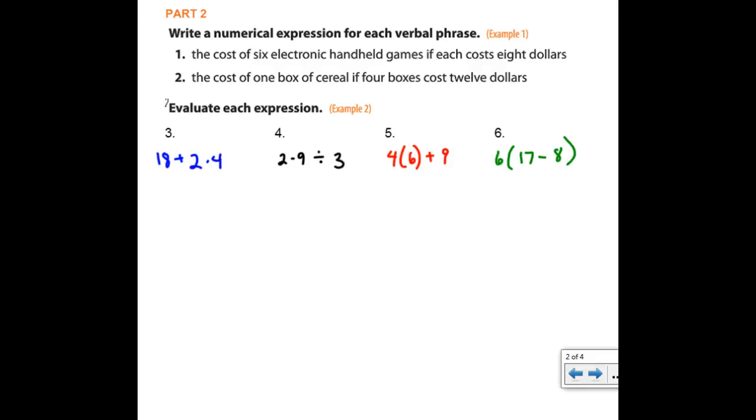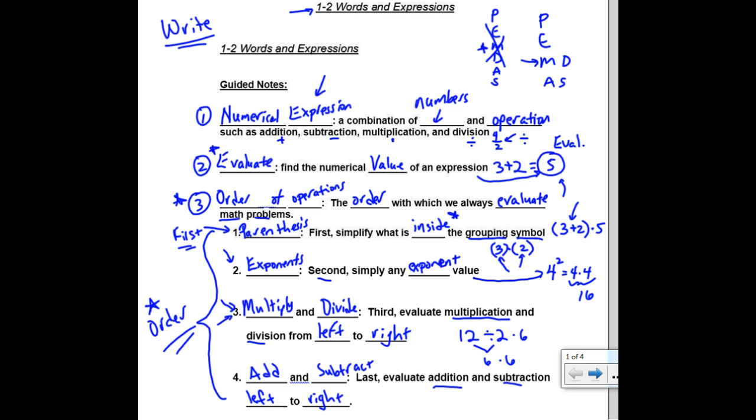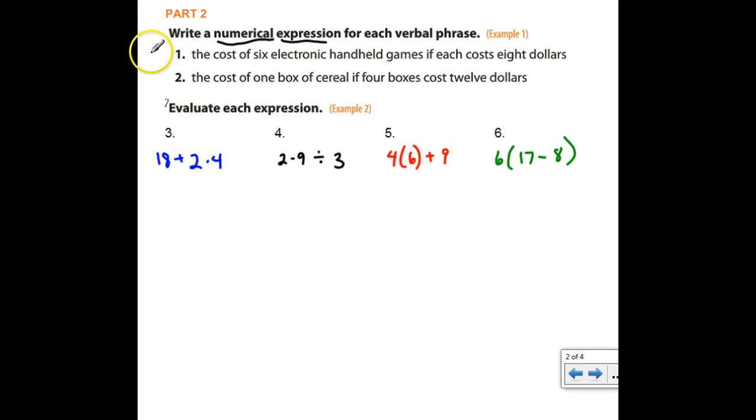Well, the first part of the examples says to write a numerical expression for each verbal phrase. All right, well, let's look back here, and we had numerical expression in our notes right there. It's a combination of numbers and operations such as addition, subtraction, multiplication, and division. So we're going to do that here, where example number one says, tell me a numerical expression for the cost of 6 electronic hand games if each costs $8.